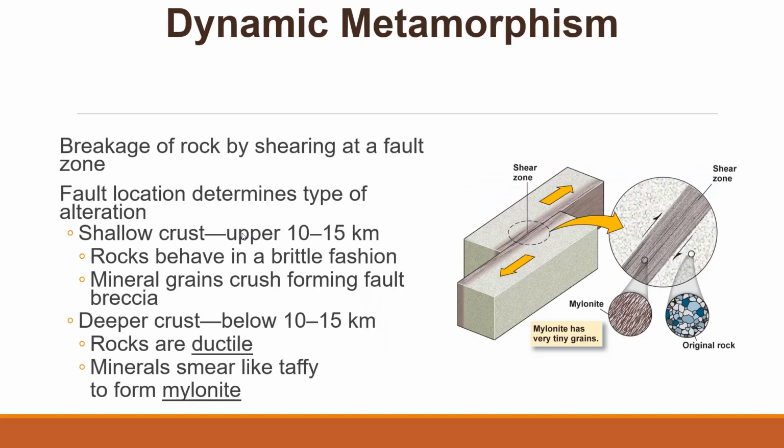Dynamic metamorphism is where we are breaking rock at a fault zone. So we are sliding rocks past each other, and in that fault zone we will have very localized metamorphism. Depending on where it's happening, we will have different types of behavior. So in the shallow crust, the upper 10 to 15 kilometers, the rocks behave in a brittle fashion. They break. So we will crush our mineral grains and form what's called fault breccia.